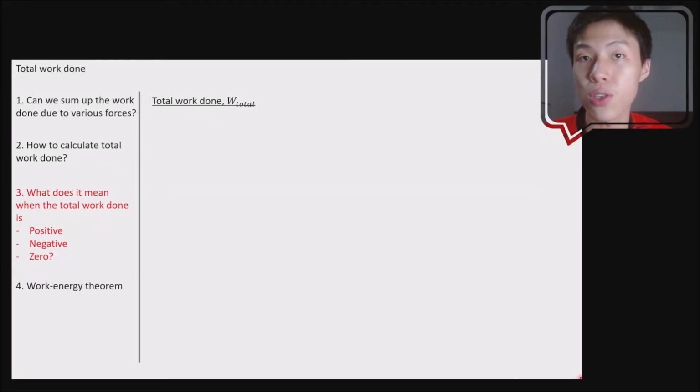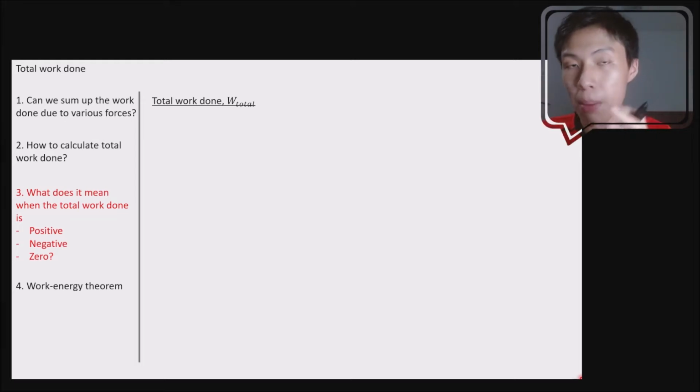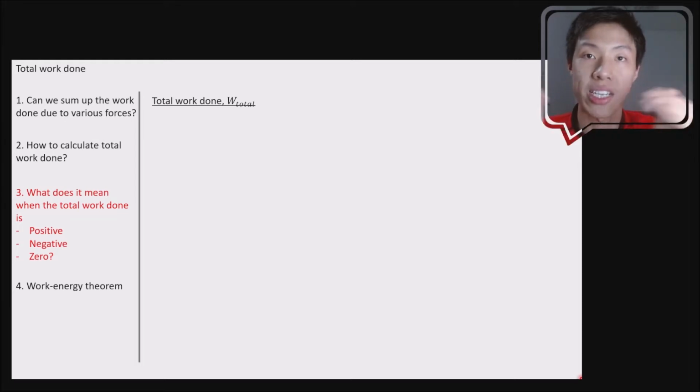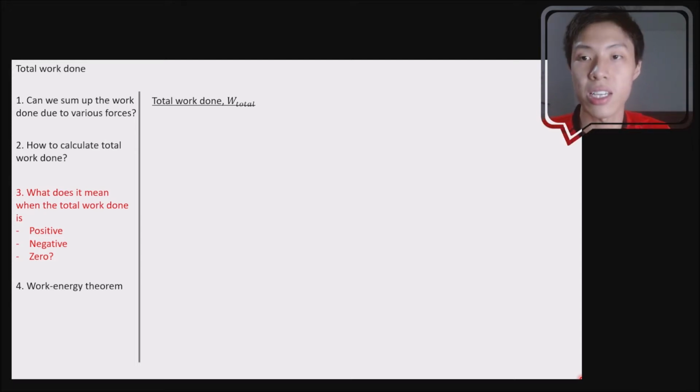In the previous video, we have learned two different ways to calculate total work done. First is by summing up the work done by individual forces that are acting on an object. Then the second way of determining work done is by finding the net force first, then doing a scalar product between the net force and the displacement that occurs. So both methods will give us the same total work done.